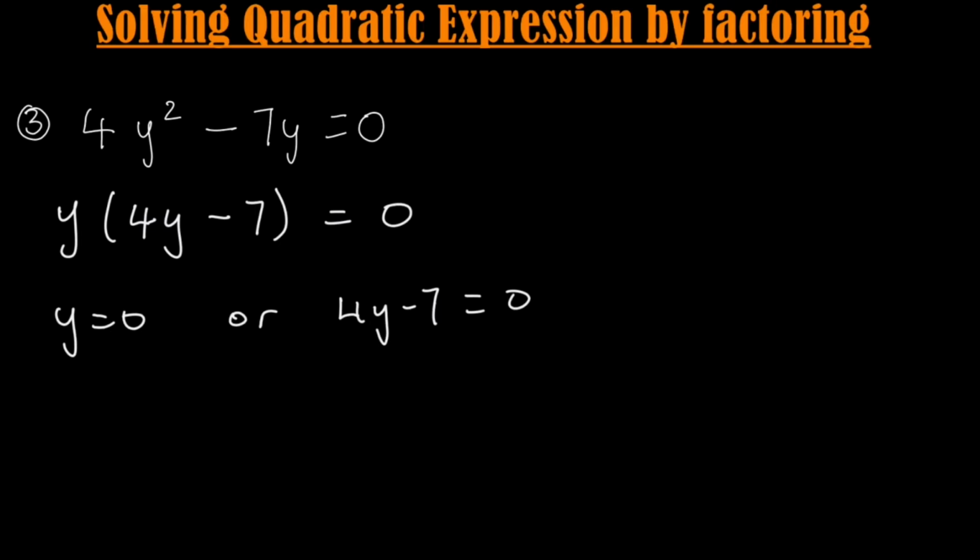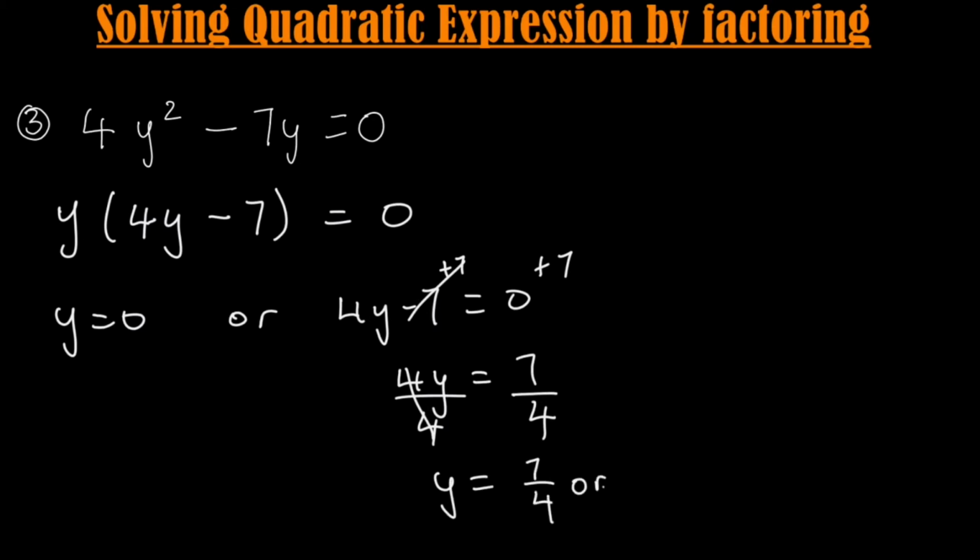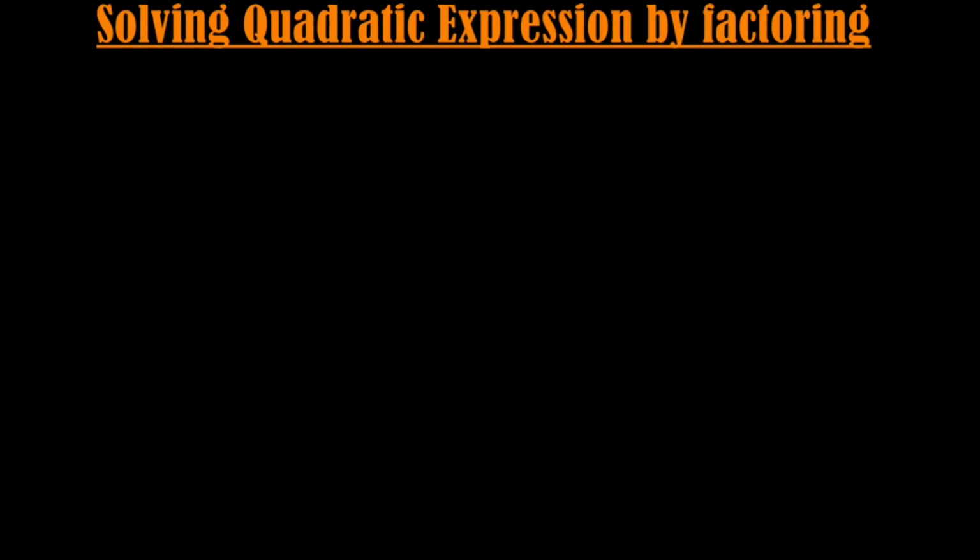First, we need to get rid of this negative 7 by adding 7 on both sides. So we have 4y is equal to positive 7. To get rid of this 4 multiplying the y, we divide both sides by 4. Therefore, y is equal to 7 over 4, or 1 3/4, or 1.75. So our values for y: either y is equal to 0 or y is equal to 1.75.